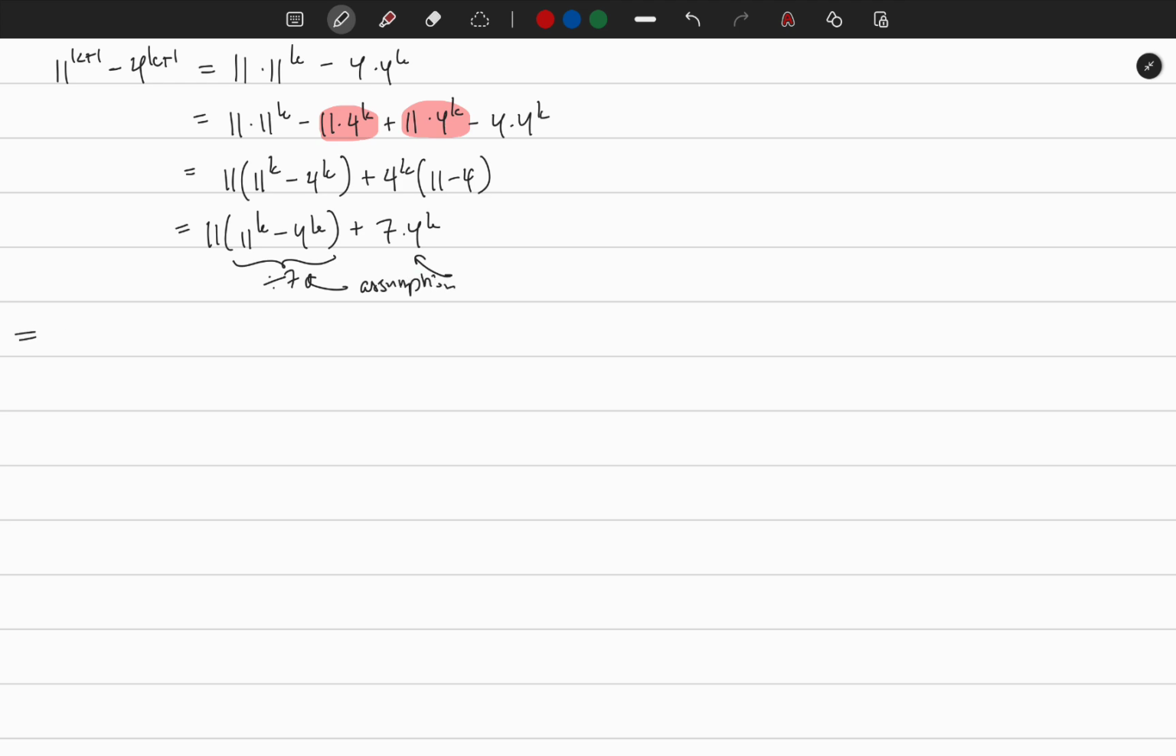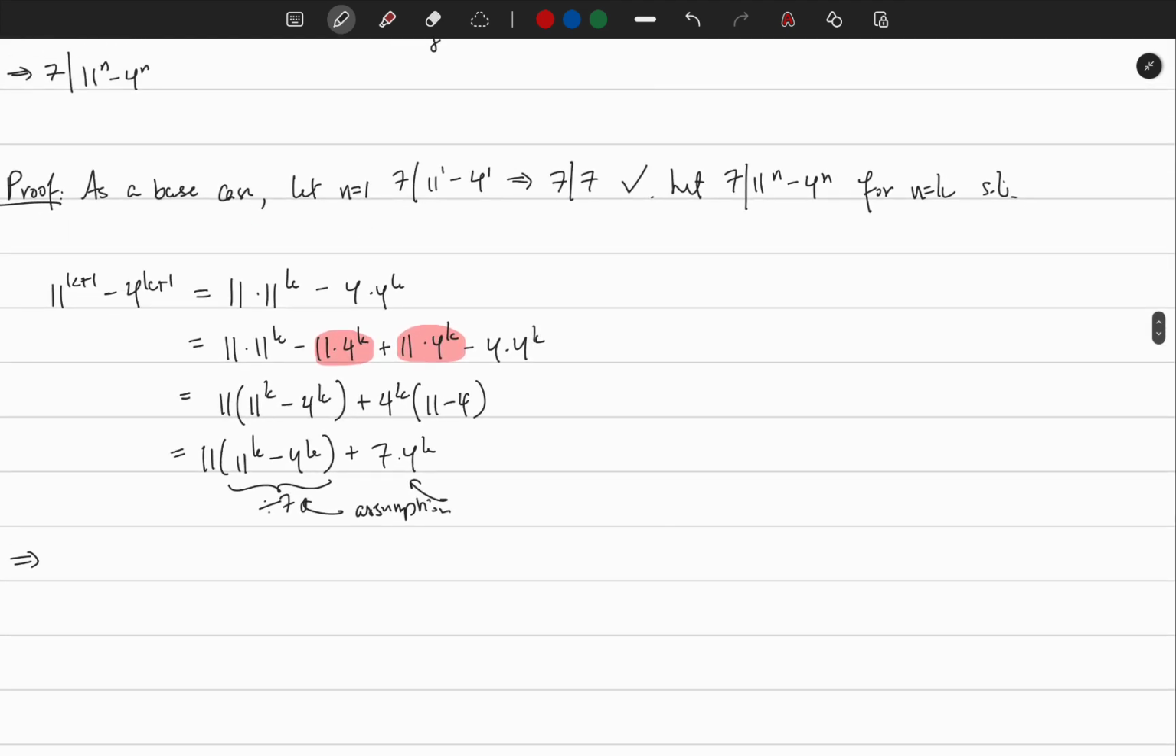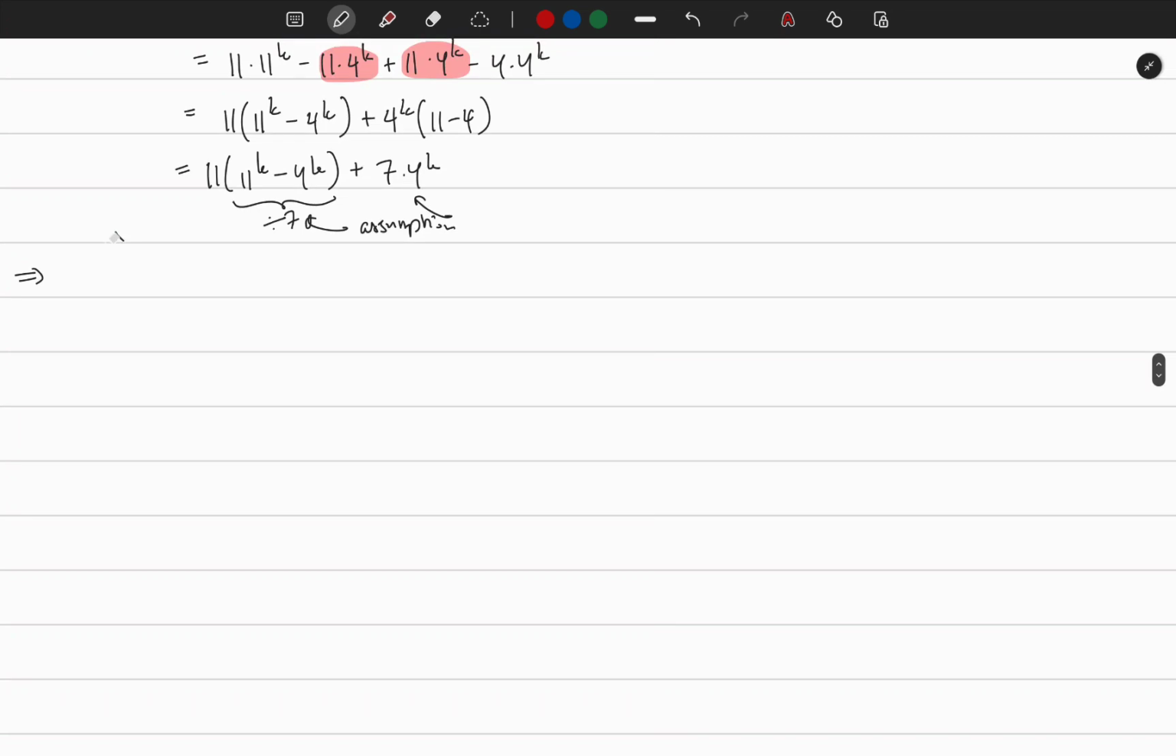And then we can simply say that since the base case holds for n equals 1, and the natural numbers start with 1, we can say that 7 divides 11^n minus 4^n for all n that are natural numbers. And the proof is done.